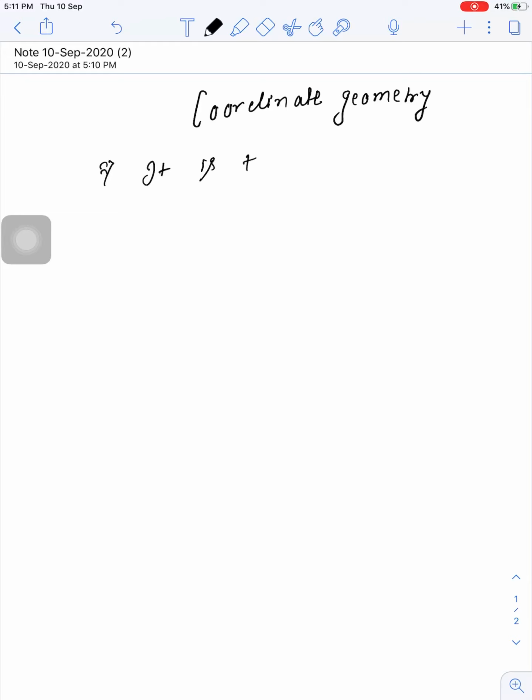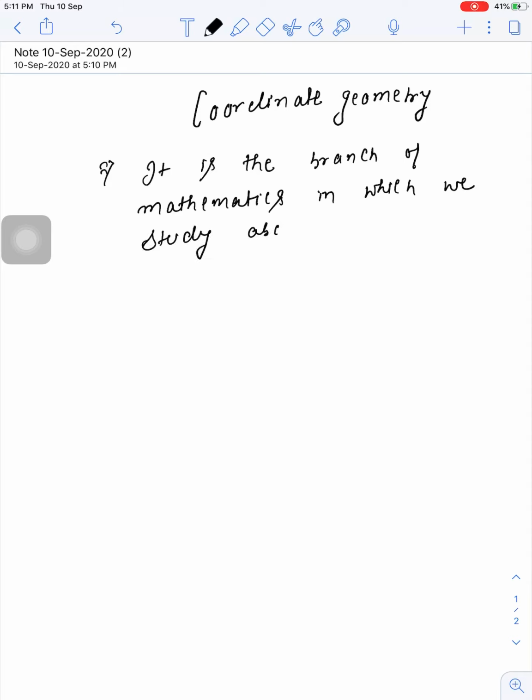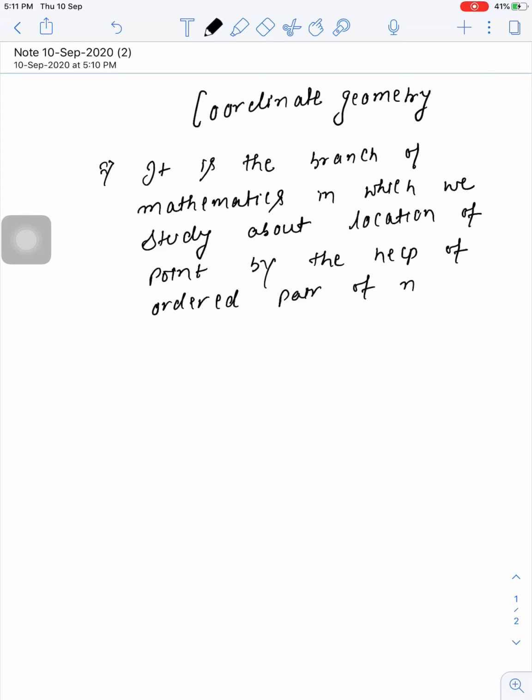It is the branch of mathematics in which we study about the location of point by the help of ordered pair of numbers. Okay, so this is the definition.